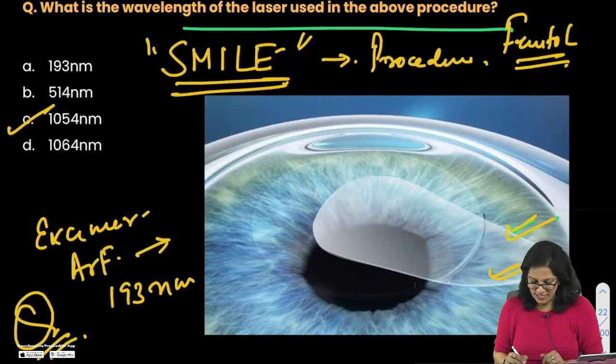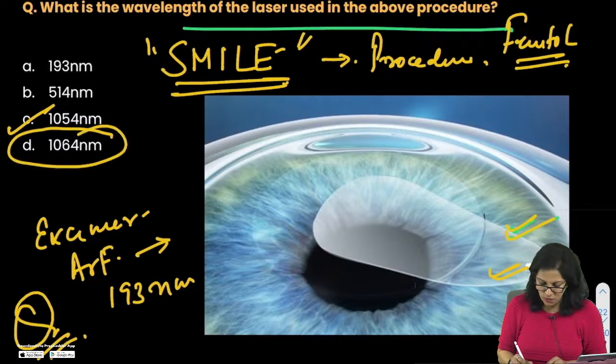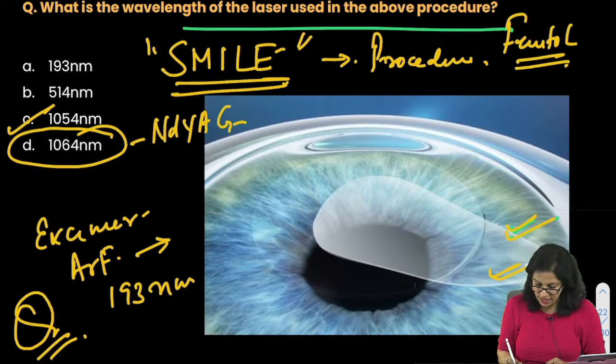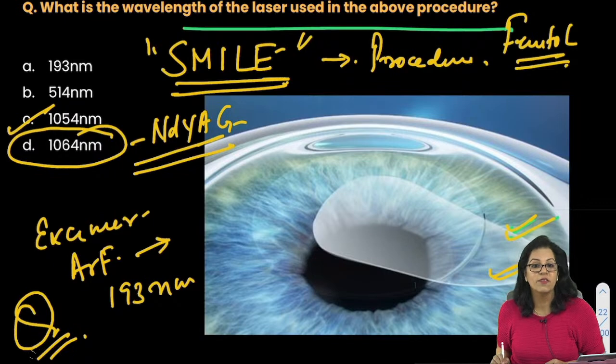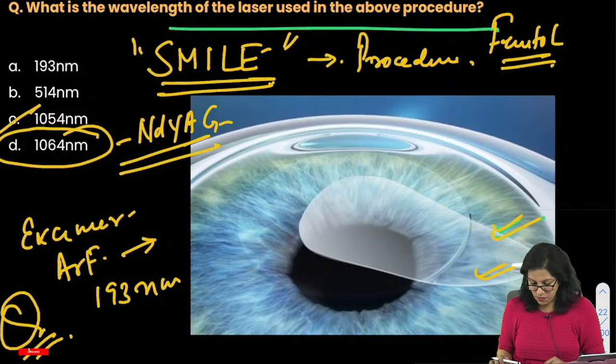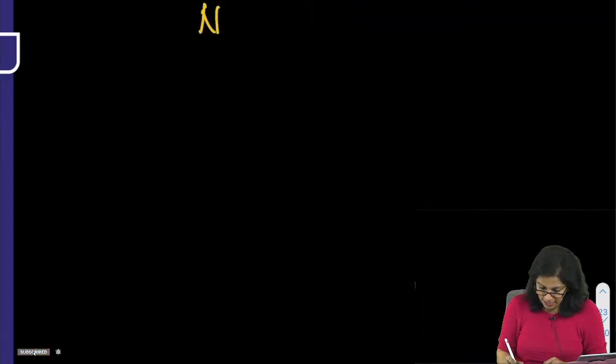Got it? So the answer here is 1054, and this is another question. And what about 1064? This is the wavelength of Nd:YAG. You should know this as well. 1064 is the wavelength of Nd:YAG. What is the use of Nd:YAG? Many of you have answered wrongly. Nd:YAG is a cutting laser.